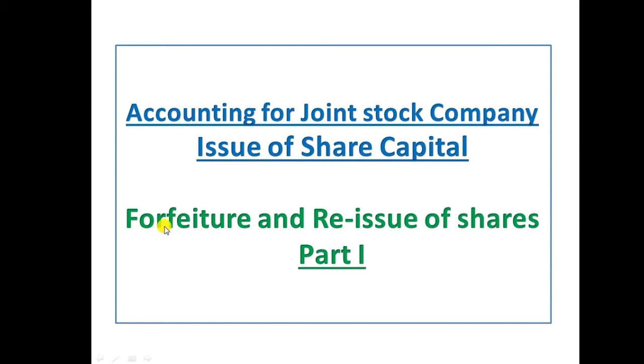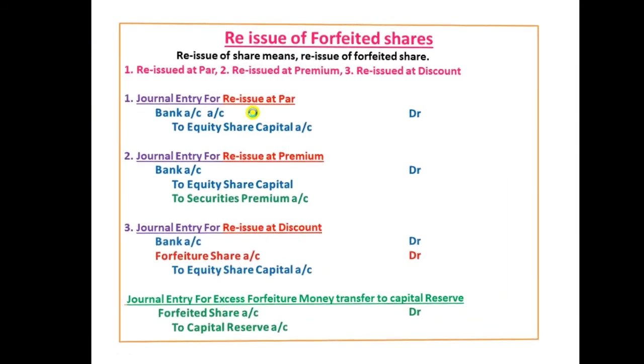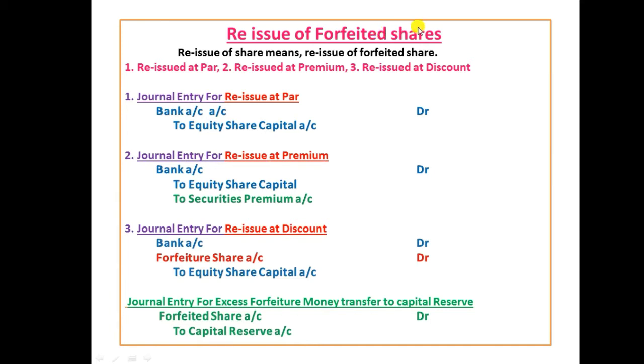Under this we are going to discuss today forfeiture and reissue of shares, part 1. Reissue of forfeited shares means the company will reissue the same share that was forfeited from the shareholder to a new shareholder. Under this we have three terms: reissue at par, reissue at premium, and reissue at discount. Let's see the journal entry for all three cases.